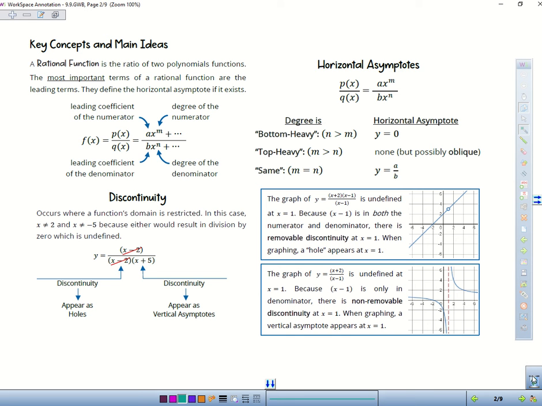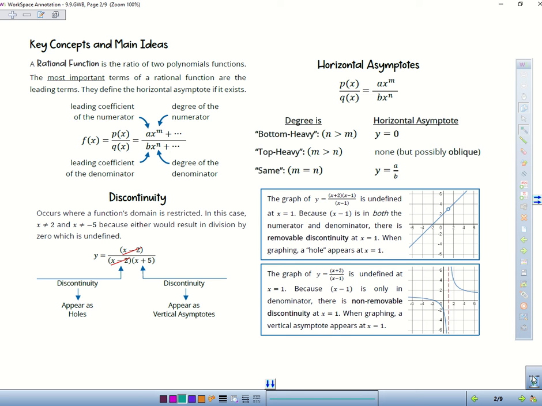When we talk about heavy, we're talking about the degrees, okay? So what I mean by top heavy is the degree of the numerator is larger than the degree of the denominator, okay? So like this is x squared and this is x. That's top heavy. The same would be if the degree on the top and bottom is exactly the same. So for example, if it's just x to the first over x to the first, that would be the same. And then bottom heavy would be if we're in a situation where this is an x on the top and maybe an x squared on the bottom or an x to the third on the bottom, that would be what we consider to be bottom heavy, okay?